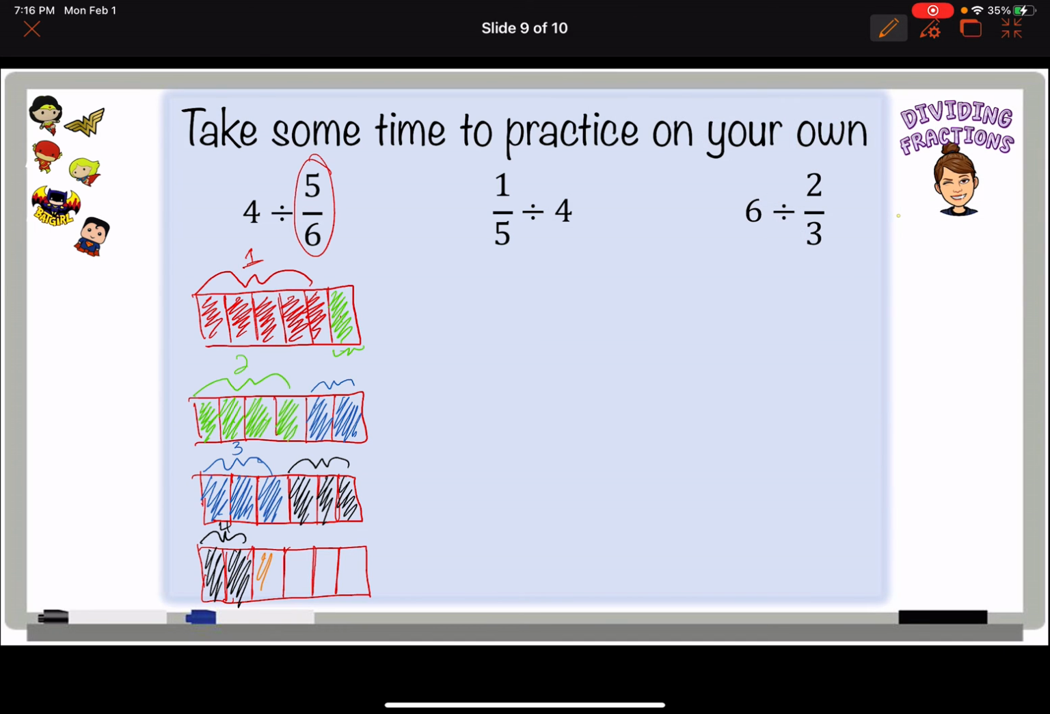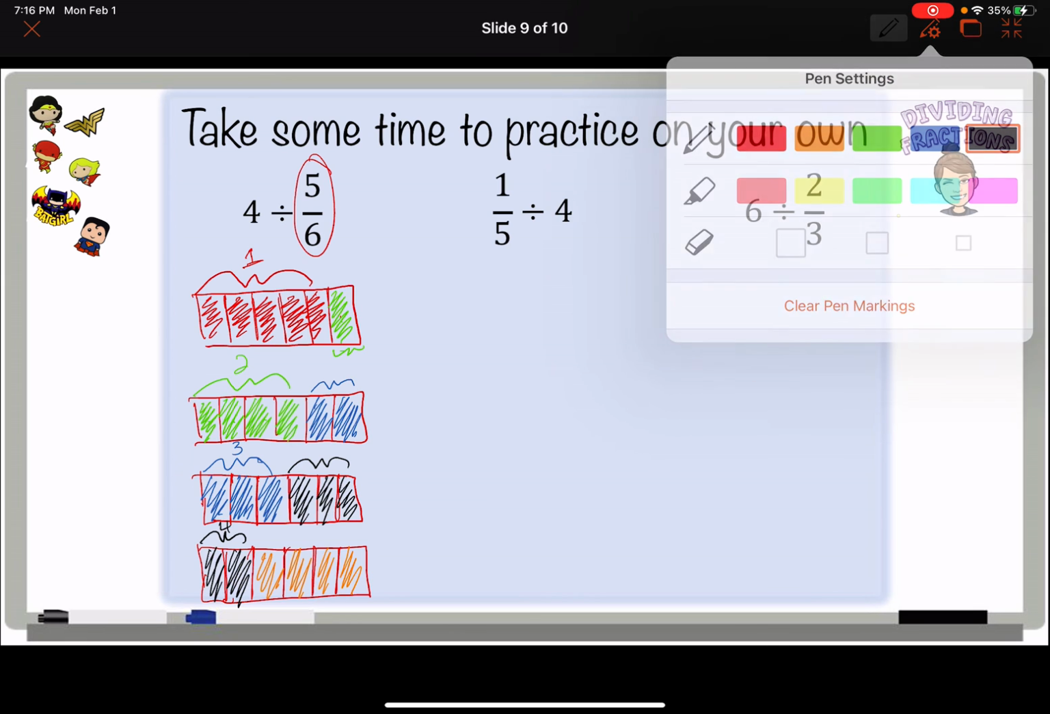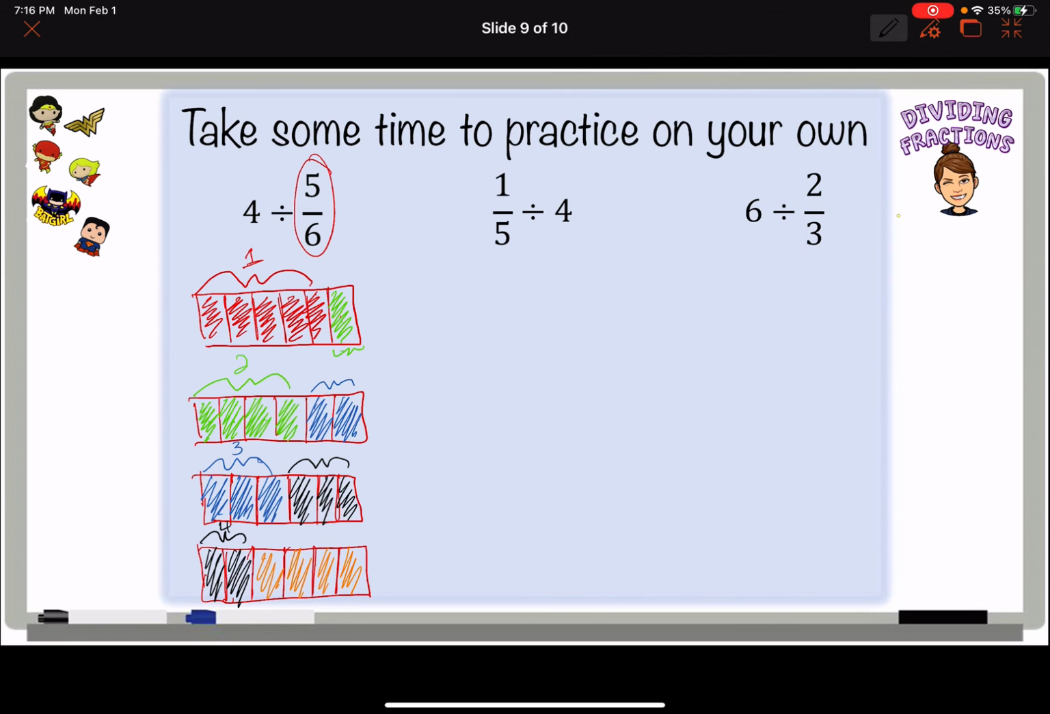And then here I have 1, 2, 3, 4. Well, I didn't have enough to make another whole group, so in my answer, that's going to make a difference. So here, I'll have made 4 whole groups, and then I had 4 left over out of the 5 that I needed to make a whole group.